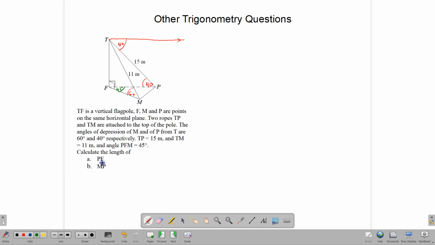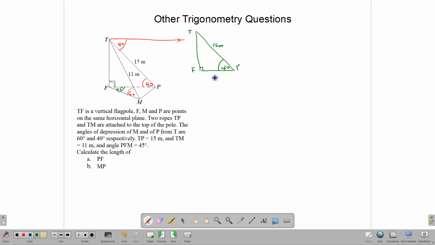So we're told to find PF. Let's see if we can find PF. PF is this side of the triangle, and we can use triangle TPF. So let's separate triangle TPF. Let's see what's going on here. This is P, this is F, this is T. There's our right angle, and there's our 40 degrees. And of course, this side is 15 meters.